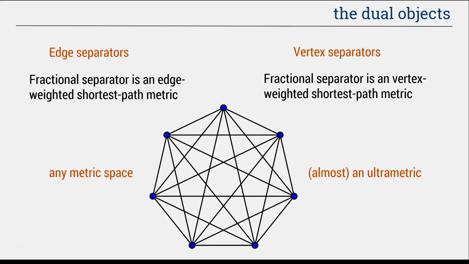In fact, you always get something which is close to an ultrametric or an HST, just because the distance between 2 points is just the sum of the 2 vertex weights, which is proportional to the maximum of the 2 weights. So the class of edge-weighted metrics on the complete graph is the most you could hope for, I mean, if you were an adversary. And the class of vertex-weighted metrics is very small. So this suggests that there's a different theory for edge and vertex separators.